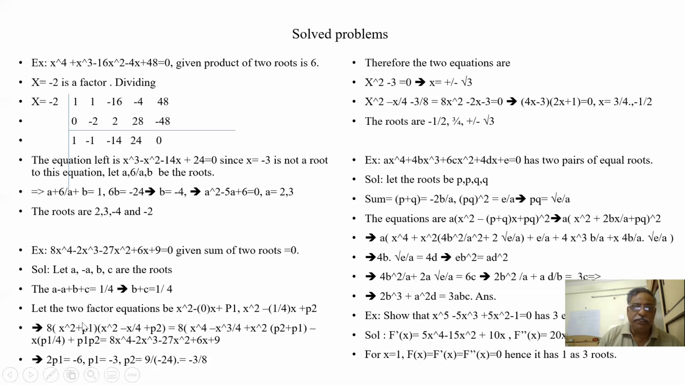So when I multiply these two equations, we are getting a 4th degree polynomial, and equating the terms of the same powers of x. You see here, when I equate, 2p1 is equal to minus 6. So where is this 2p1 coming from when I am expanding? It is x square into p2 plus p1.